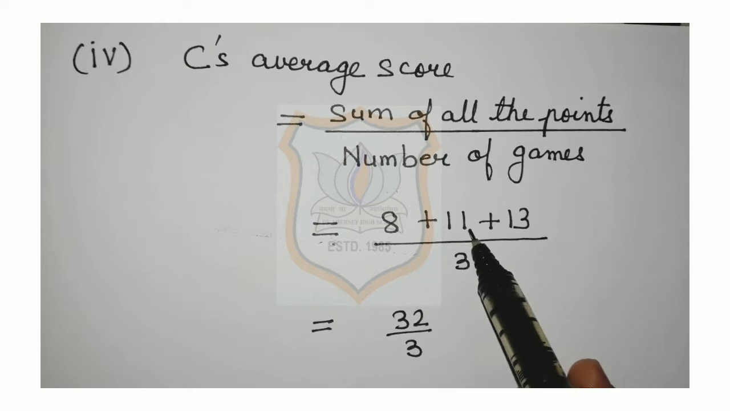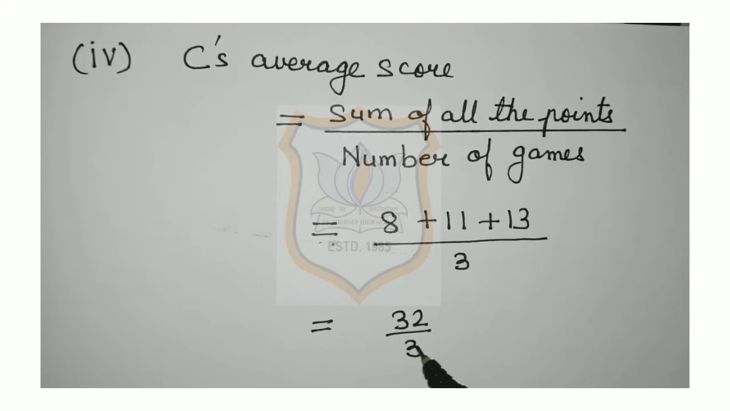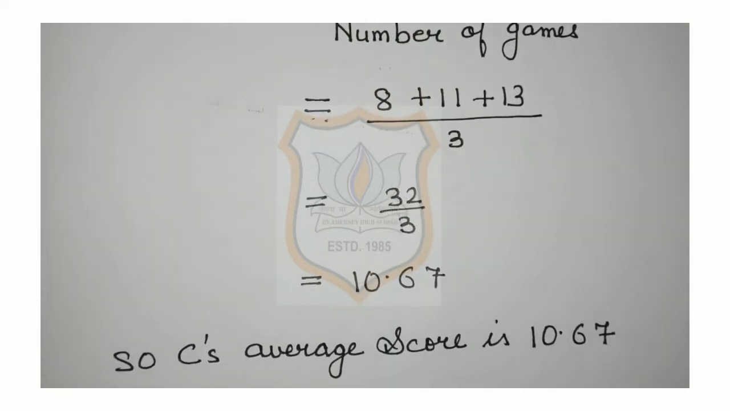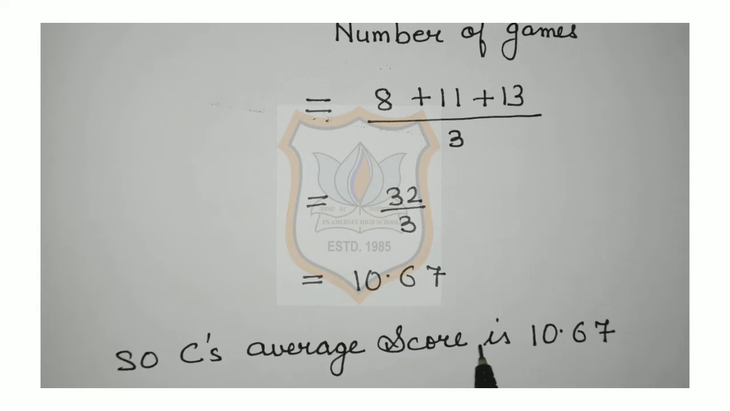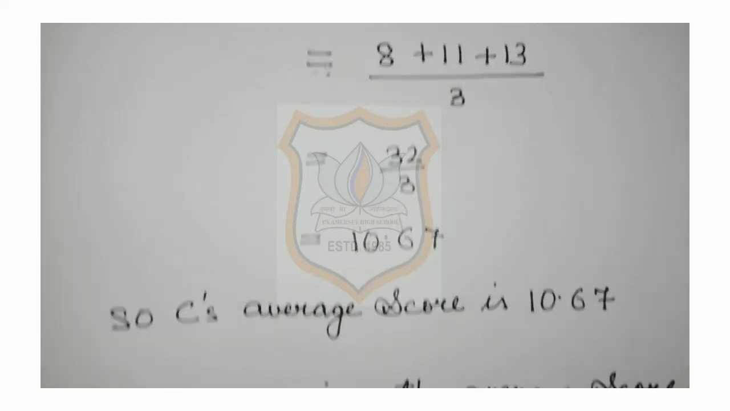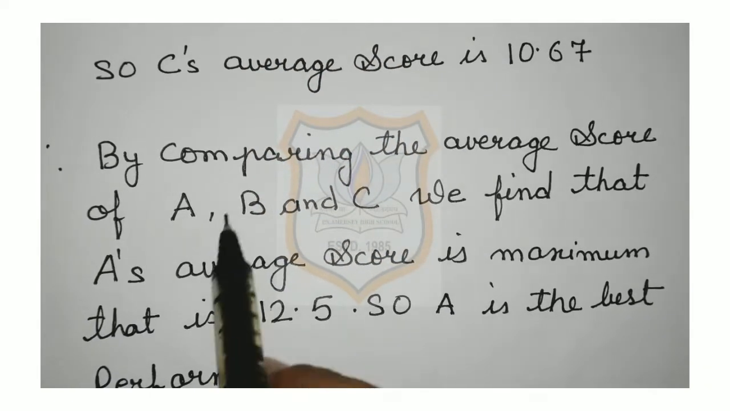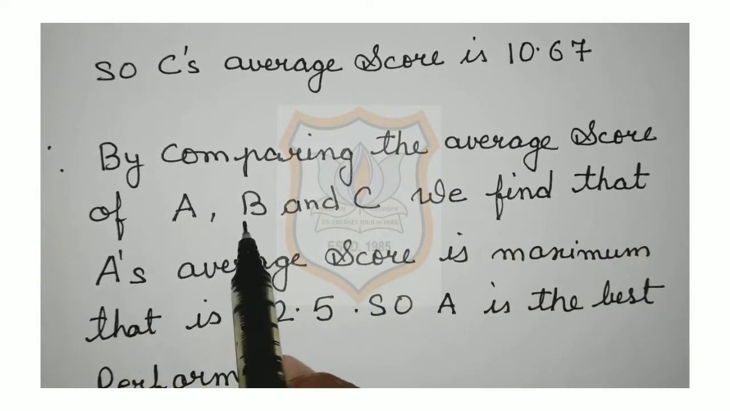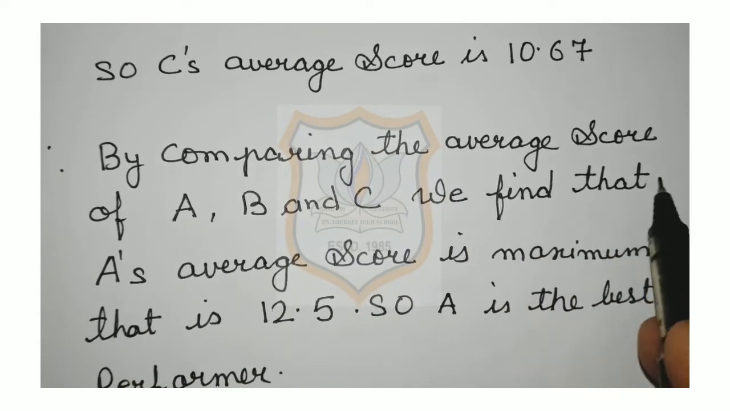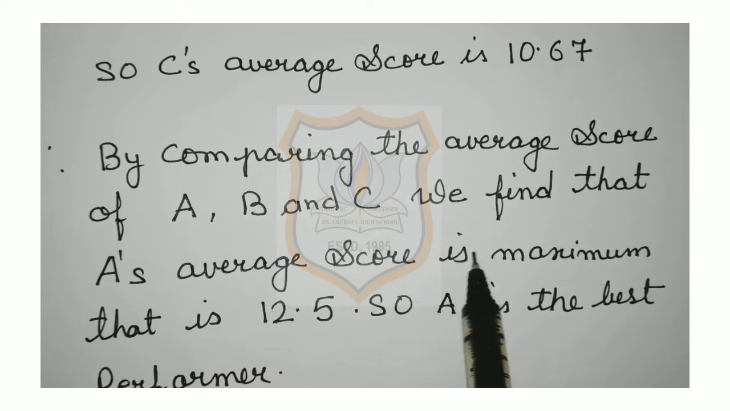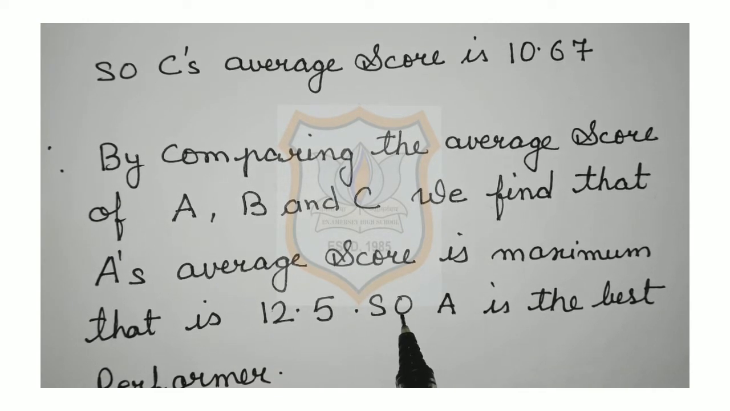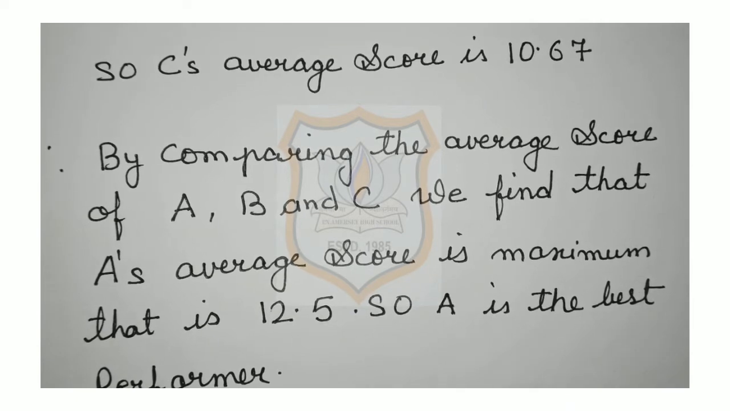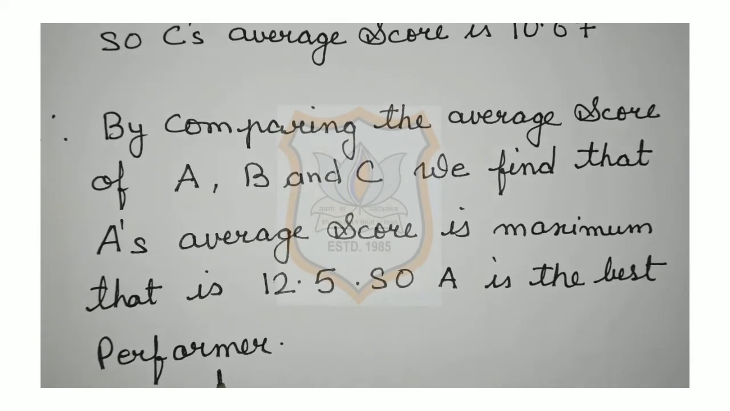So 8 plus 11 plus 13, that is equal to 32 upon 3. We will divide this 32 by 3. Our answer is 10.67. So C's average score is 10.67. Therefore, by comparing the average scores of A, B and C, we find that A's average score is maximum, and that is 12.5. So we can say that A is the best performer.